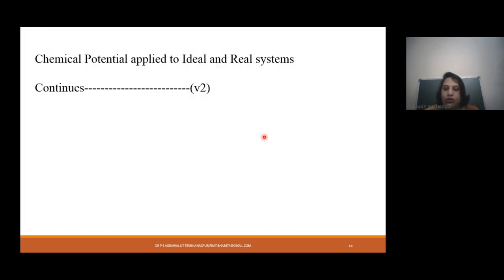Now, about the chemical potential when applied to ideal and real systems, this we are going to study in the next talk.